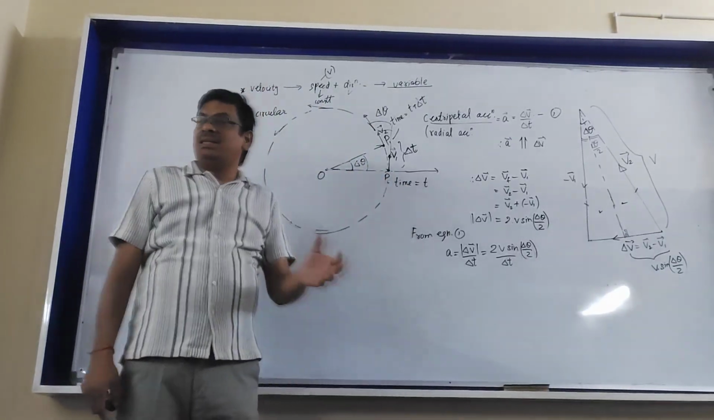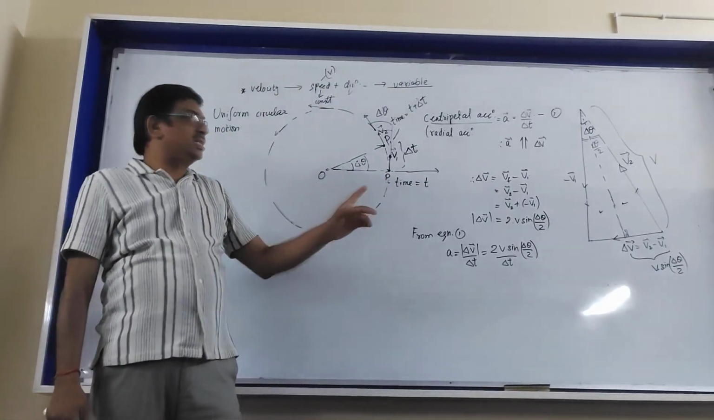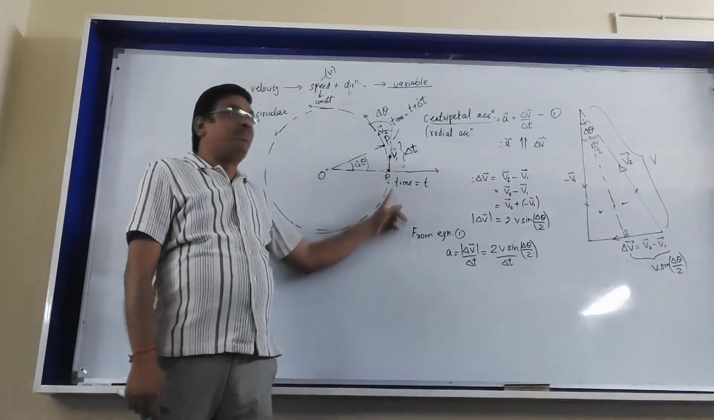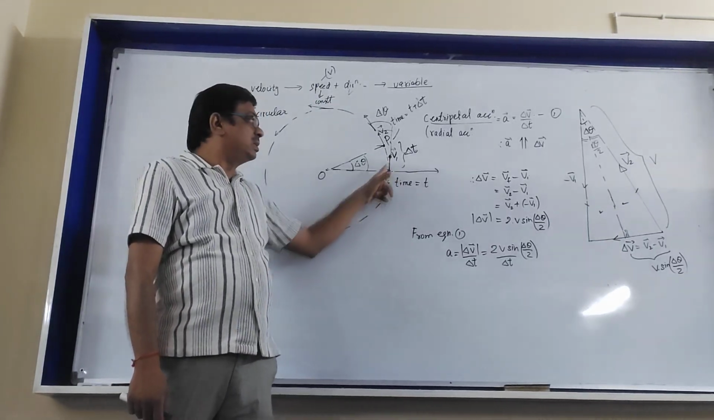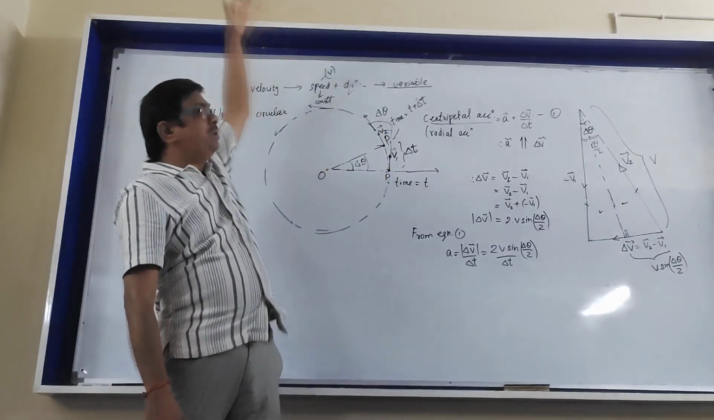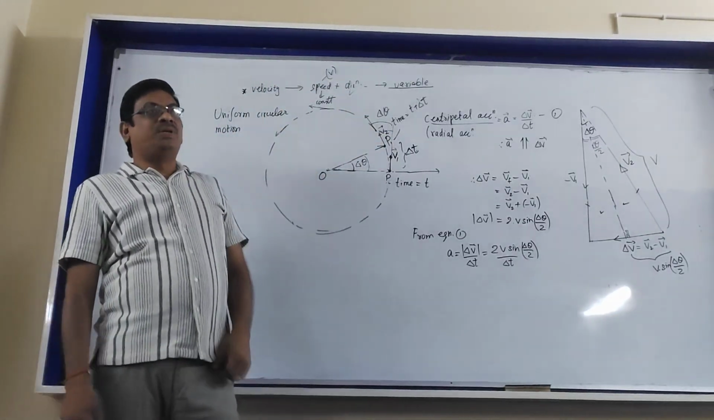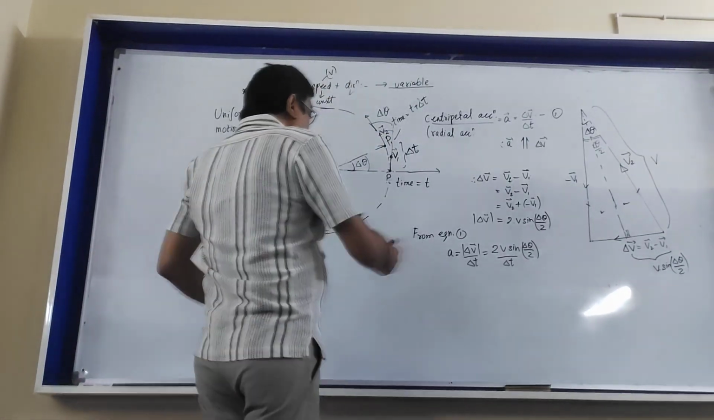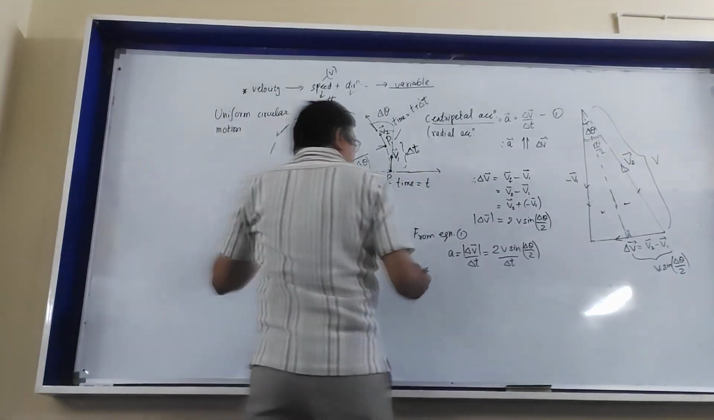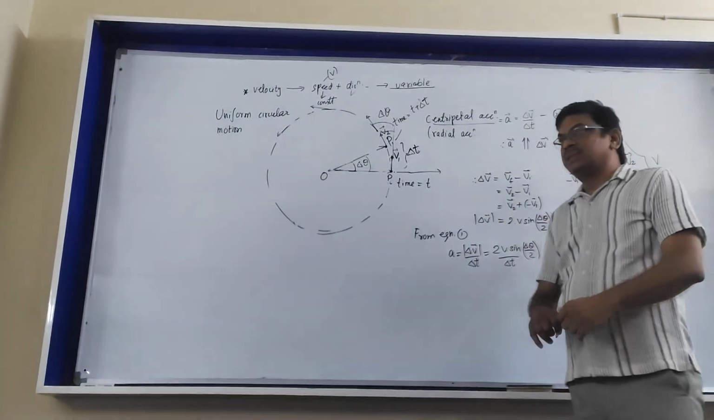Because we are interested in the instantaneous acceleration exactly while the particle was crossing this position. We don't want P1 to be far away from P naught. We want P1 to be extremely close to P naught. So under these conditions, delta theta will be very small.